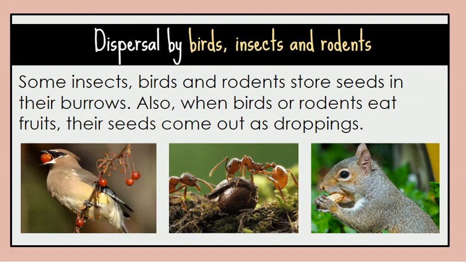Now our next method of dispersal is by birds, insects and rodents. Some insects, birds and rodents store seeds inside their burrows. Also, when birds or rodents eat fruits, their seeds come out as droppings. These seeds may grow into new plants in a new environment, and this is how these seeds are dispersed.